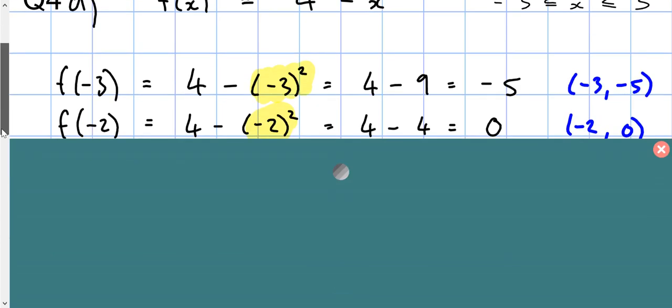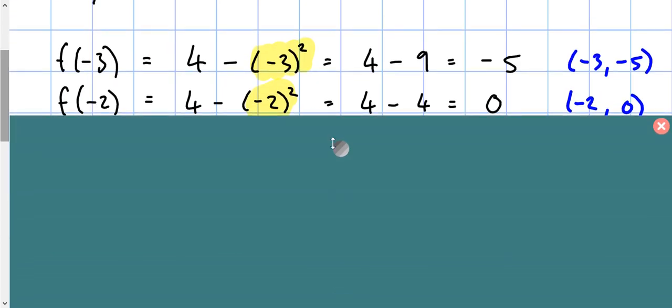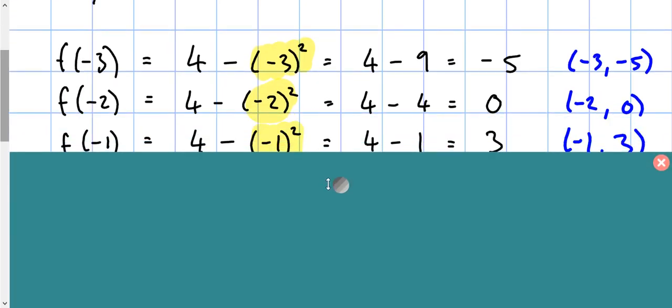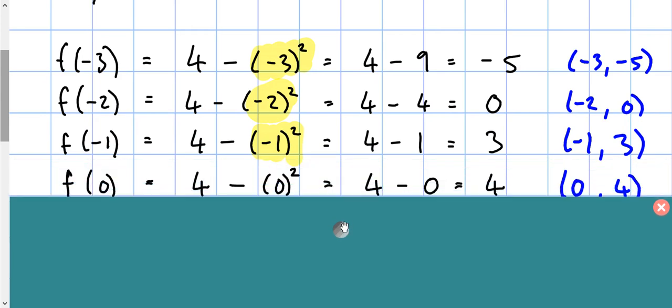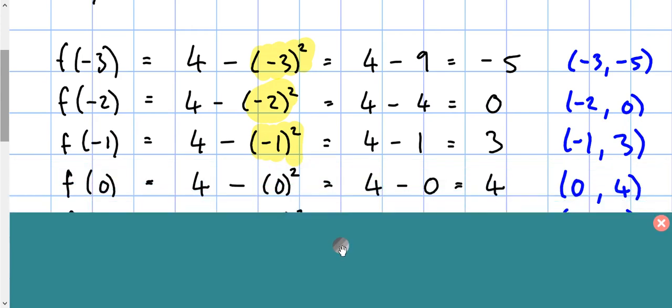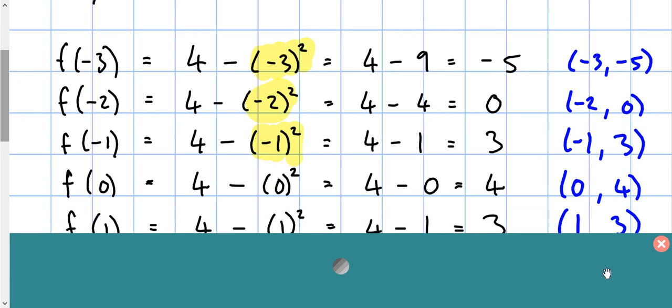I'll just scroll this down a wee bit so we can look at the rest. Negative 1, so we're doing 4 take away negative 1 squared. That's 4 take away 1, which is 3. And then 4 take away 0, which is 4. And then the positive ones are a wee bit easier to do.